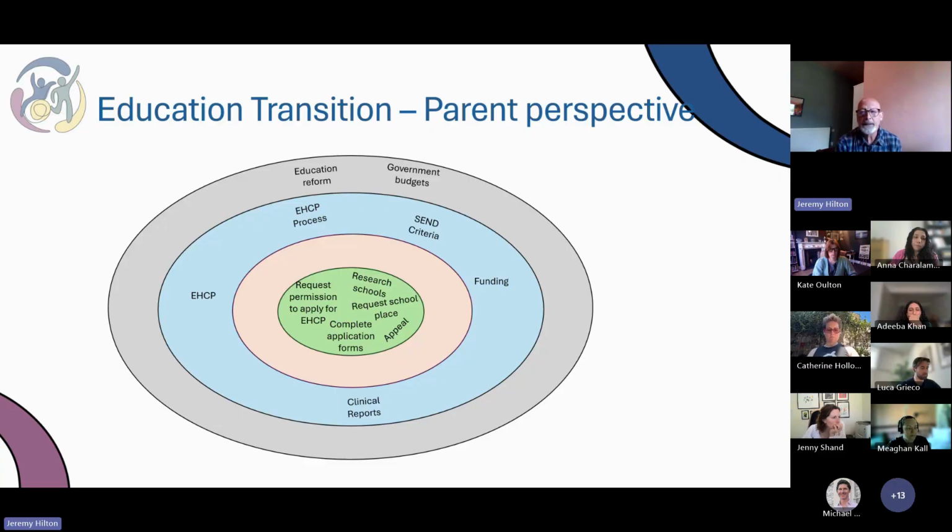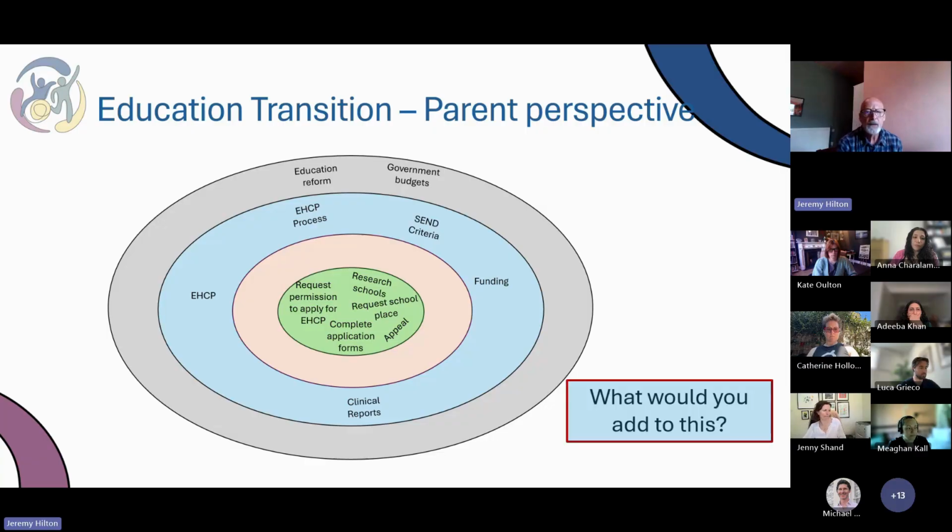And as an example, education reform applies to many, many things, not just the transition. So either have a quick think about now for a few minutes, or perhaps come back with points later on. We will be trying to explore this, to capture this from various parents, certainly in the workshops. You know, what would you add to this?